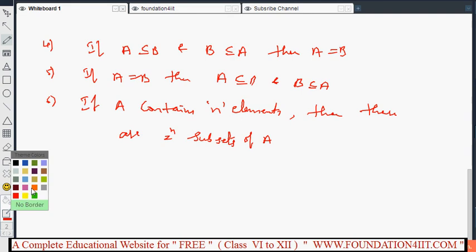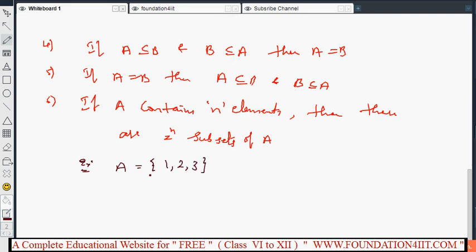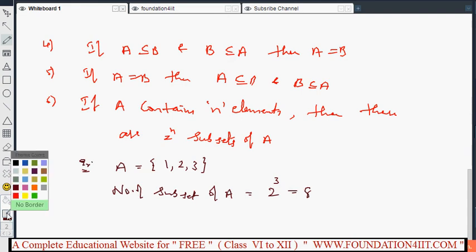So for example, A is a set having elements 1, 2, 3. So the number of subsets of set A is equal to 2 power 3, because there are 3 elements. 2 power 3 is 8. So there are 8 subsets we can write for A. So I'll write here.